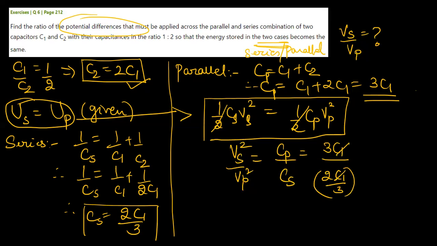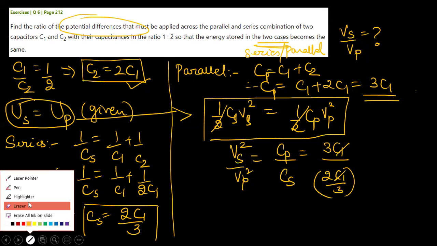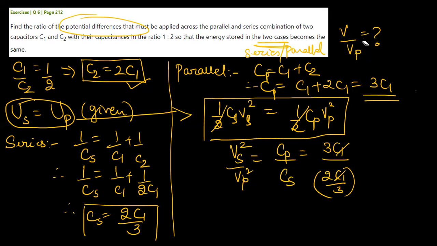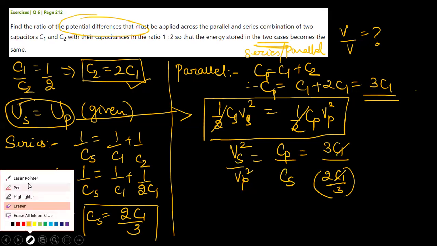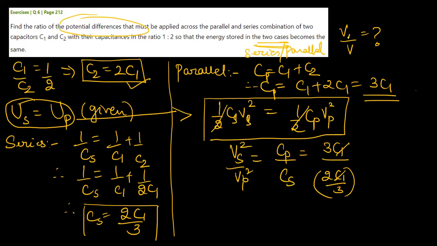Okay, the question is asking parallel to series, not series to parallel. The question asked for parallel to series, so this will be Vp upon Vs. First parallel is given, then series is given. Let us find Vs upon Vp, then we will take the reciprocal.